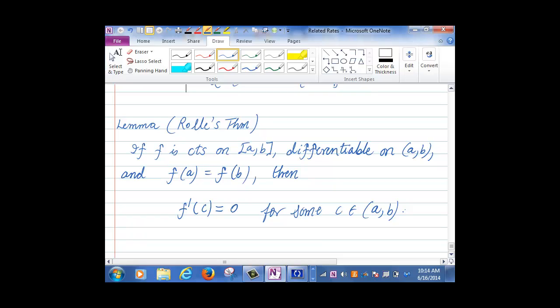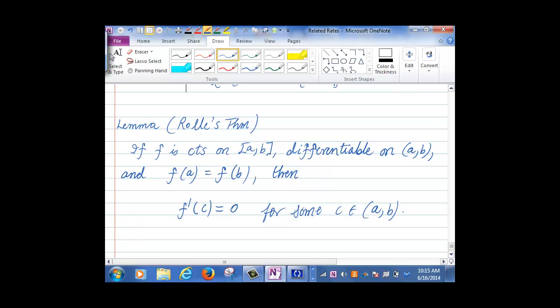So this is a special case of the mean value theorem. Why? Because remember the mean value theorem, the right hand side was f of b minus f of a over b minus a, but f of a and f of b are the same, so f of b minus f of a is 0. So the right hand side of the mean value theorem becomes 0 because of this extra condition that f of a and f of b are the same, okay?